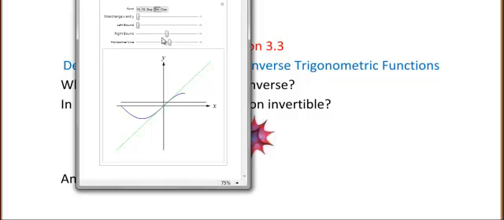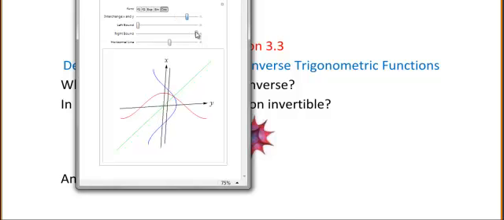All right, let's put things back. The same sort of thing happens here if we look at cosine. Cosine does not pass the horizontal line test, so its inverse, interchanging x and y, will not pass a vertical line test. And we can see that the vertical line hits it in more than one place.